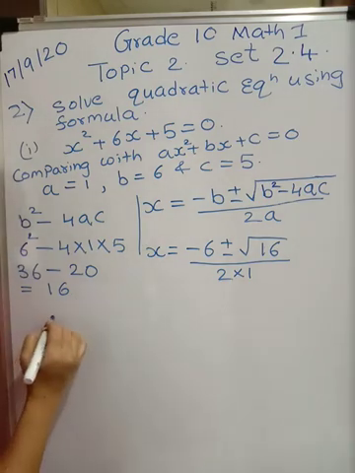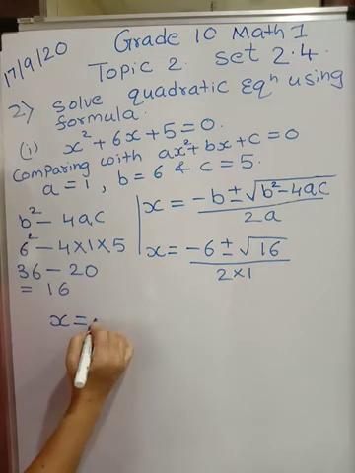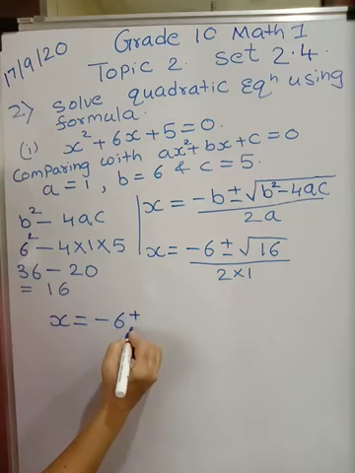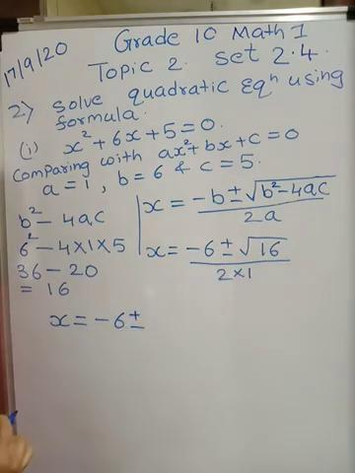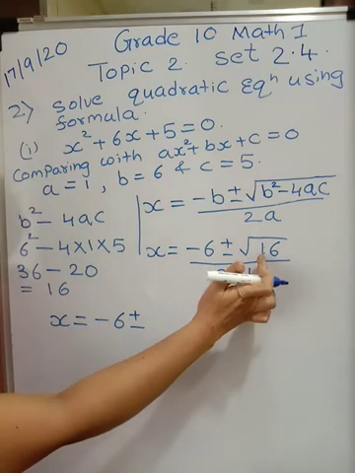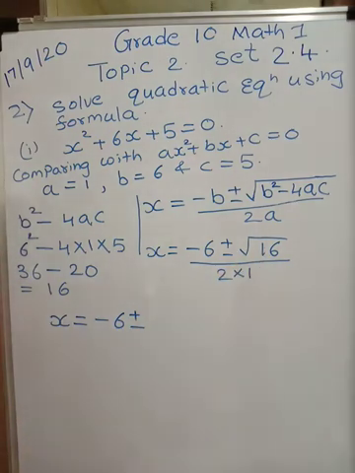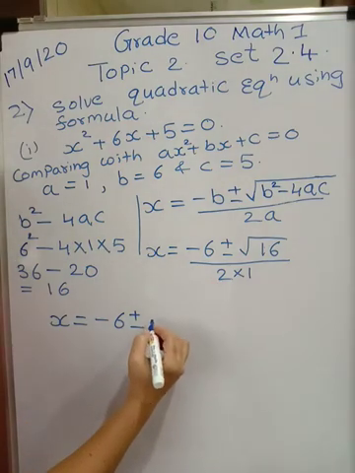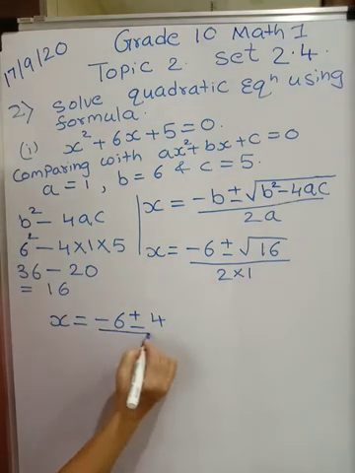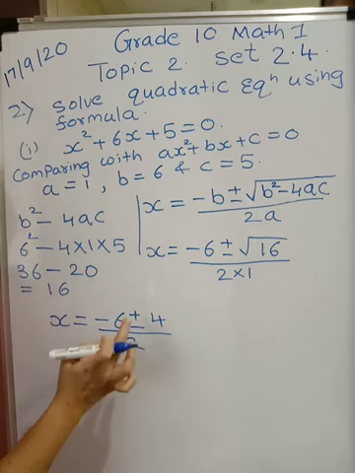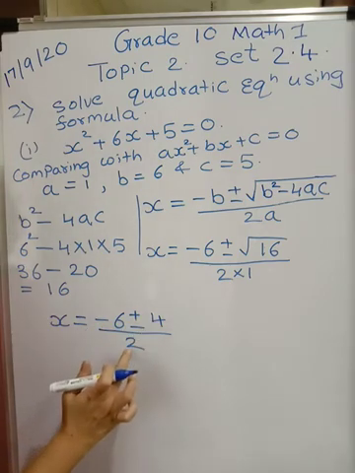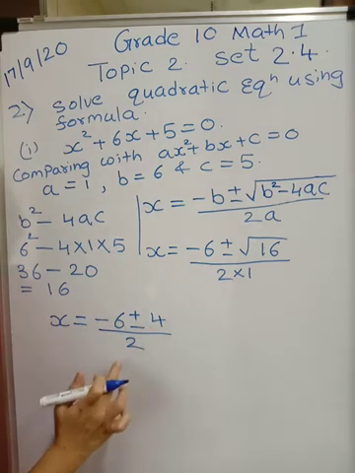Just see now. x will be equal to minus 6 plus or minus, what is the square root of 16? Root 16 is nothing but 4, because the square of 4 is 16. So we have plus or minus 4 the whole upon 2. Now we have two roots: minus 6 plus 4 upon 2, or minus 6 minus 4 upon 2.